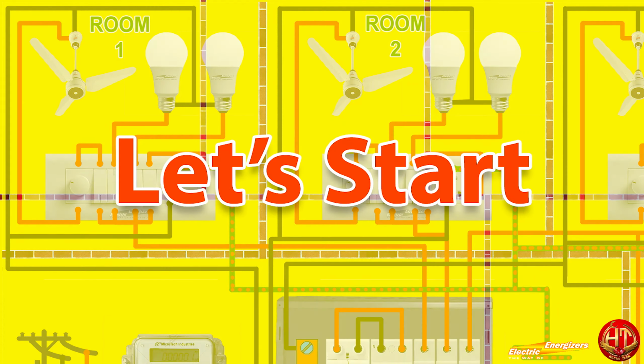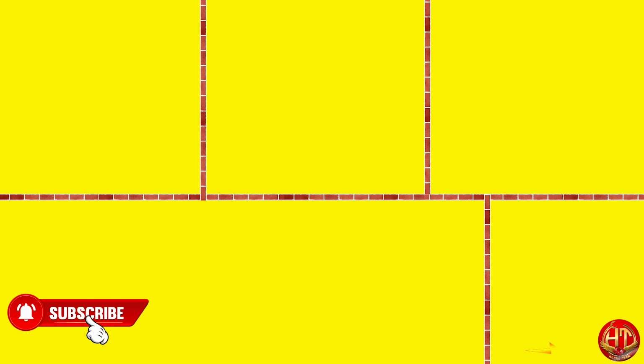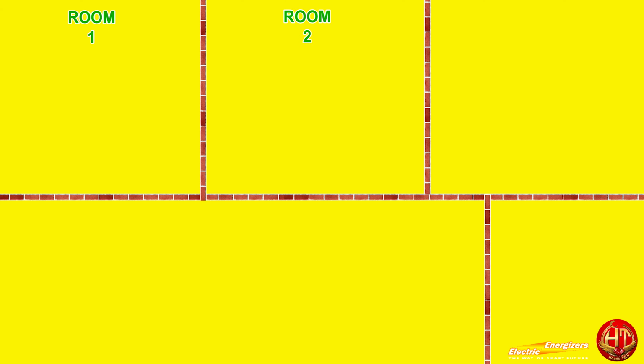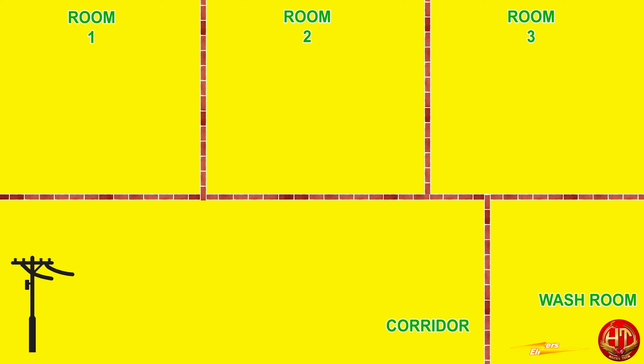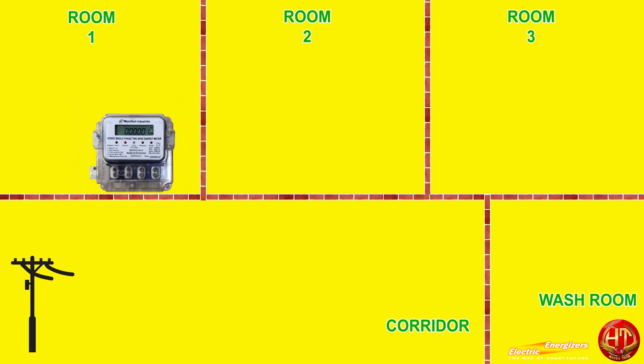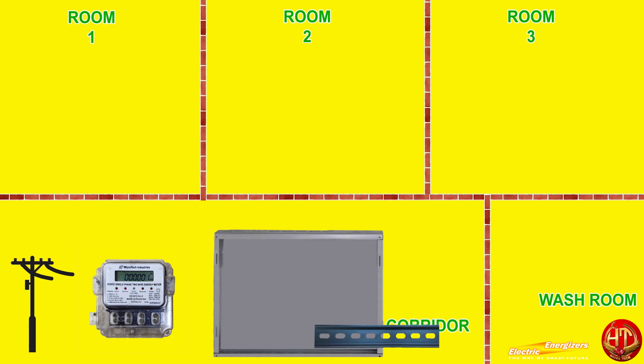So let's start it. Here you can see that this is room 1, room 2, room 3, and this is the washroom, and this is the corridor. Here let's first see which components we require for our system. This is the electric pole, which is already installed by your electric service provider in the street. Then this is the energy meter, and this is the distribution box.